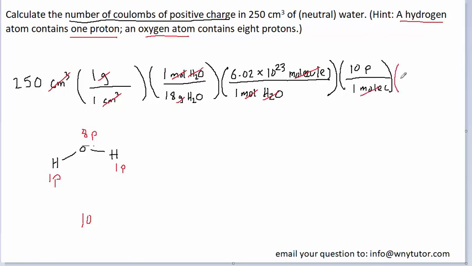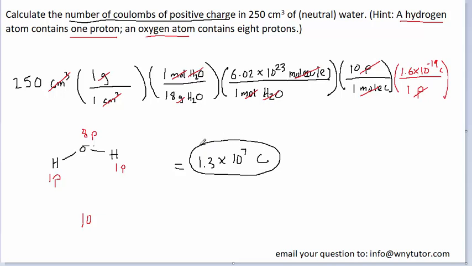Finally, we've learned in this chapter that 1 proton has a charge of 1.6 times 10 to the power of negative 19 coulombs. And so the protons are going to cancel in our unit conversion, and that will indeed leave us with the number of coulombs of positive charge. So now we simply pick up our calculator and run this calculation through. And we should end up with approximately 1.3 times 10 to the power of 7. And as noted, the final unit here is coulombs. And so this would be the number of coulombs of positive charge in 250 centimeters cubed of water.